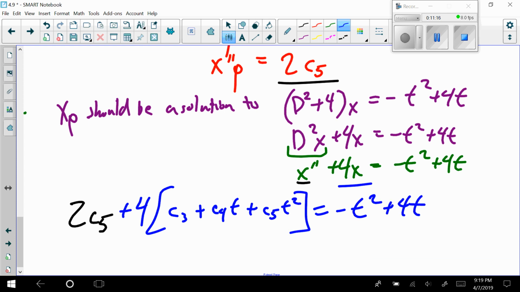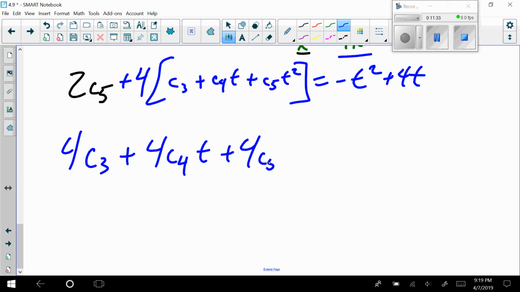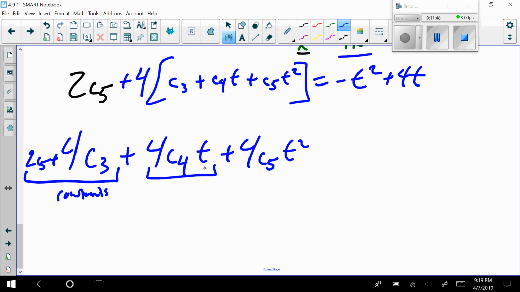Okay. Which shouldn't be too bad, right? We should be able to work this out. This would be a 4c sub 3 plus 4c sub 4t plus 4c sub 5t squared. And then this 2c5, I do think I'll just drop it straight down here in front because these here are constants. This is for t, and this is for t squared.